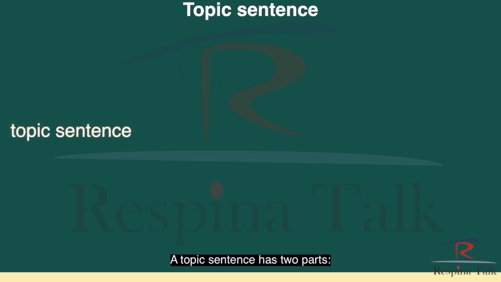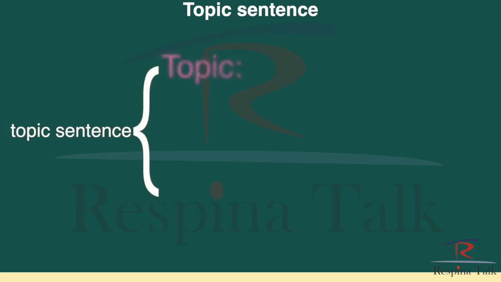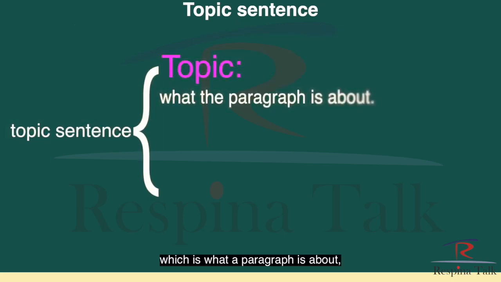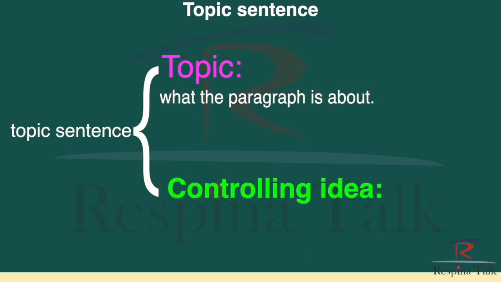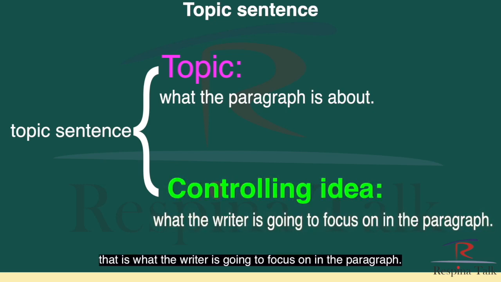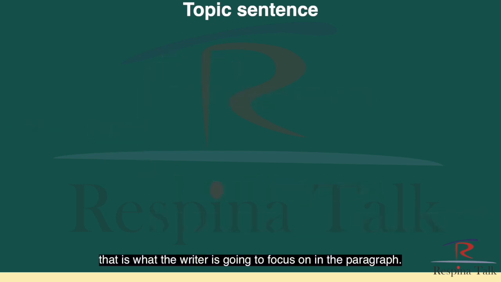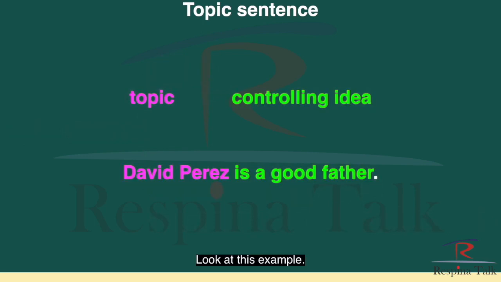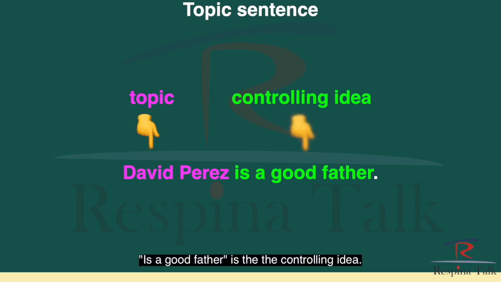Now, a topic sentence has two parts. A topic, which is what the paragraph is about, and a controlling idea. That is what the writer is going to focus on in the paragraph. Look at this example. David Perez is a good father. Now, the topic here is David Perez. We're going to be talking about David Perez. That's the topic. Is a good father is the controlling idea because it is giving extra information.